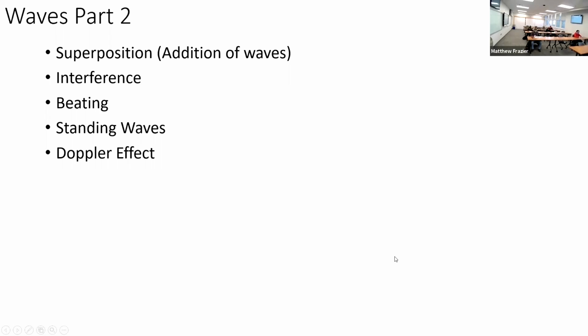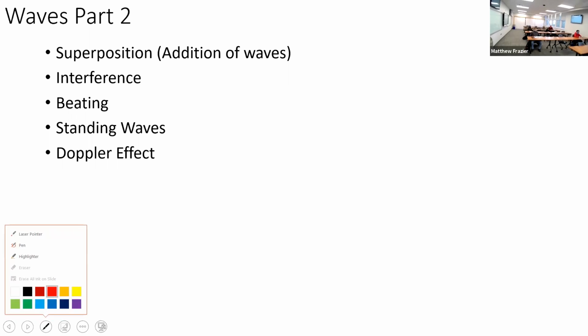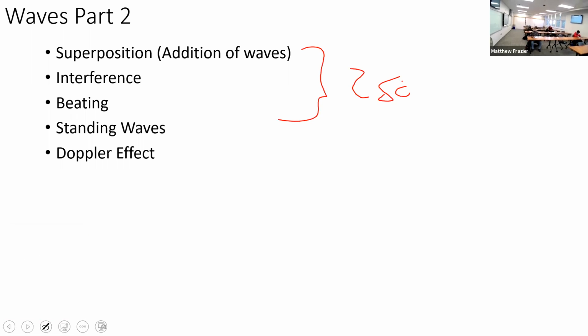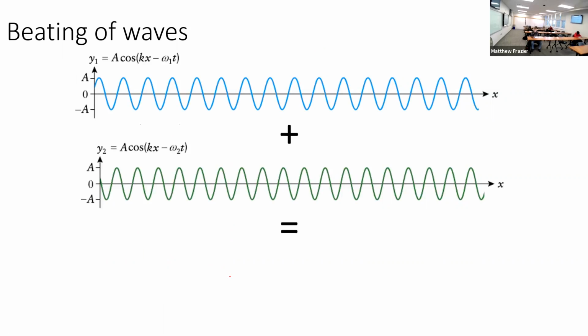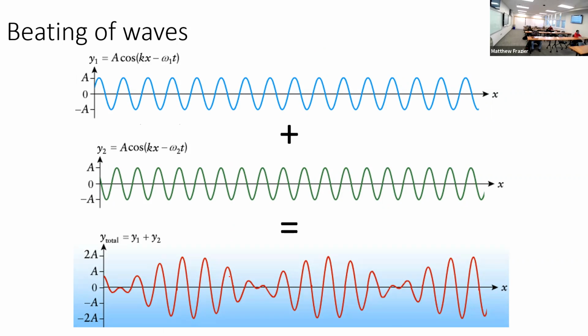So next week, we're going to talk about what happens when waves from more than one source meet. Effectively, this is two sources. Standing waves come from reflection. And then the Doppler effect is weird. I'm going to save that right now. But what I want to get into is, when we add waves together, weird things happen.